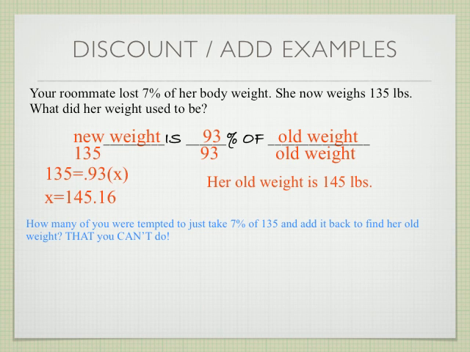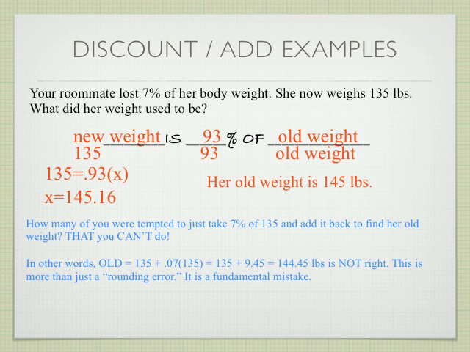How many of you were tempted to just take 7% of 135 and add it back to find her old weight? That you can't do. In other words, if you said the old weight is 135 plus 0.07 times 135, it looks like you're pretty close. But it's not right. This is more than just a rounding error. This is a really, really big mistake. Let me see if I can explain why a little bit better.